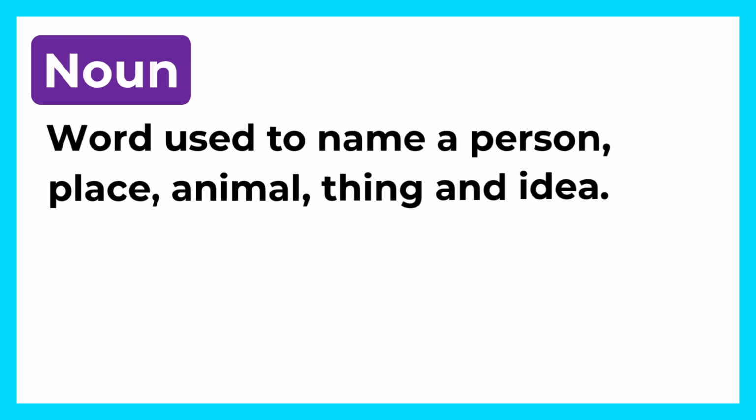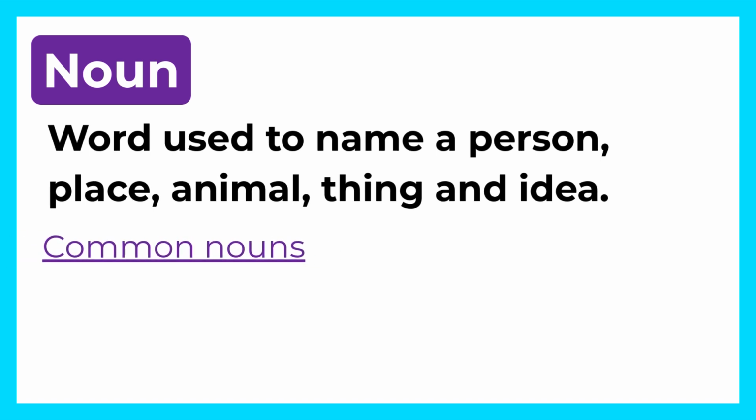A noun is a word used to name a person, place, animal, thing, or idea. We can classify nouns into 2 main categories: common nouns and proper nouns. Common nouns refer to general things that aren't unique or individual. For example, girl, building, city. Common nouns don't begin with capital letters.